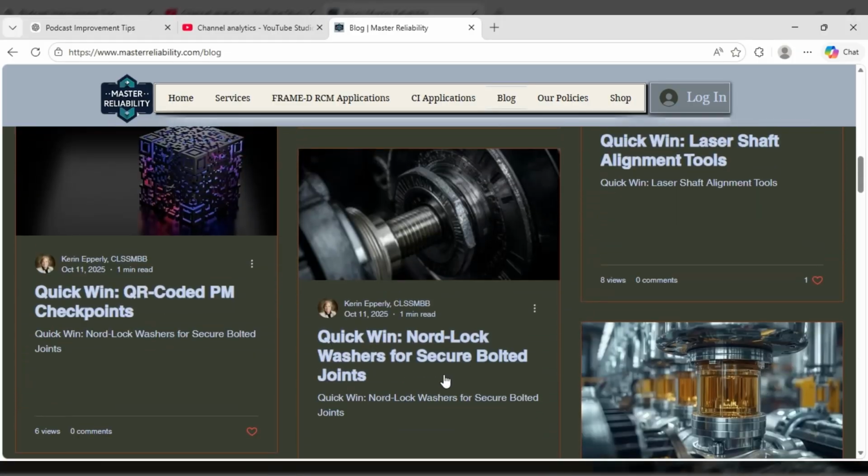So a quick win is using a Nord-Lock washer. When you're in manufacturing, there are parts of equipment that you have to secure, because they're prone to vibration, and an abnormal vibration occurs when something is not set up properly. If we use a Nord-Lock, we would prevent that, because Nord-Locks are very secure and keep the machine in place. So they're less likely to have that problem even under an abnormal vibration environment.